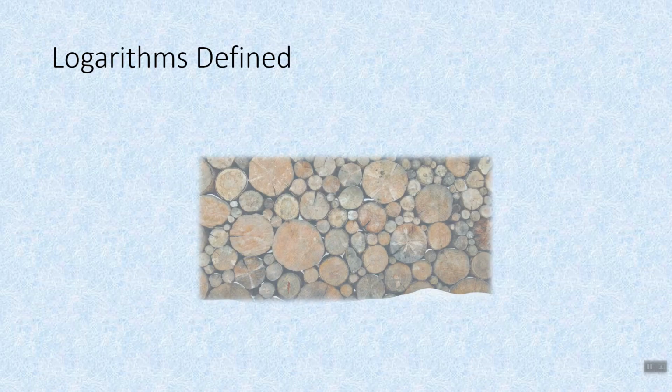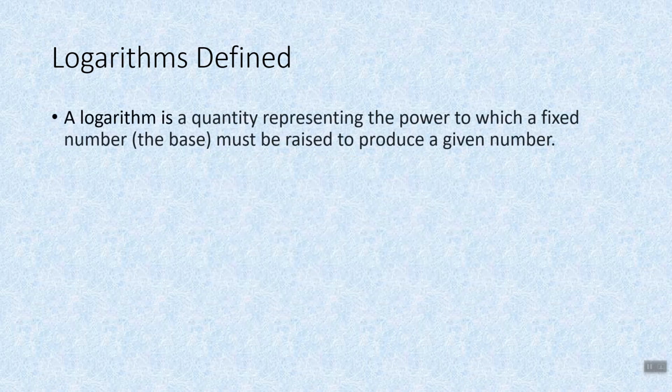All right, so logarithms defined. No, we're not talking firewood here, not those kind of logs. A logarithm is a quantity representing the power to which a fixed number, called the base, must be raised to produce a given number. So if we have x equals b to the y, then that's the same as y equals log base b of x.